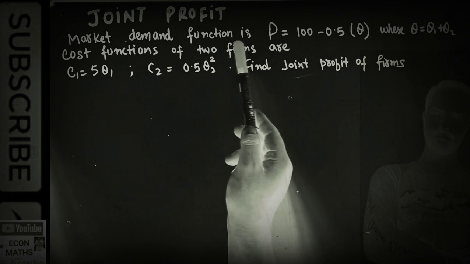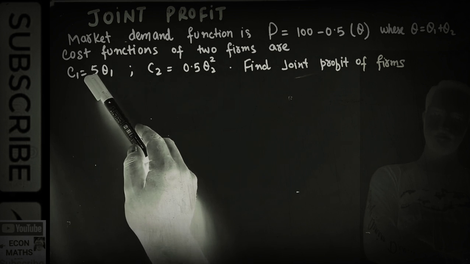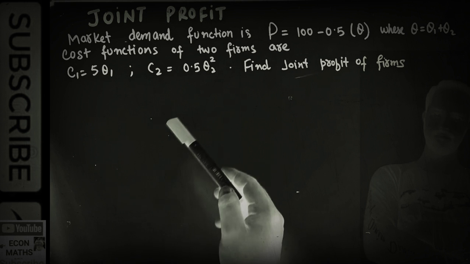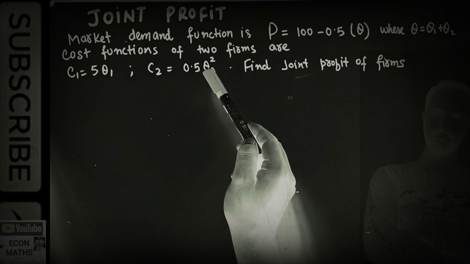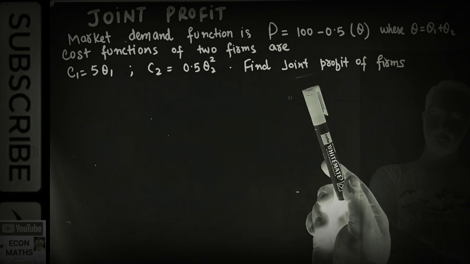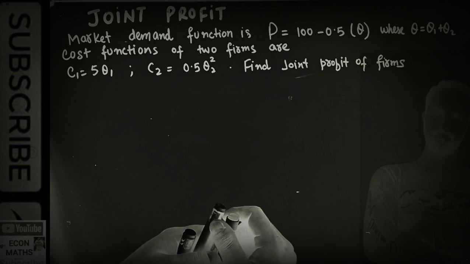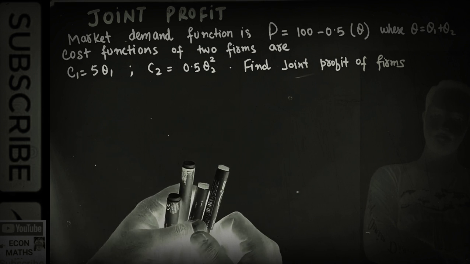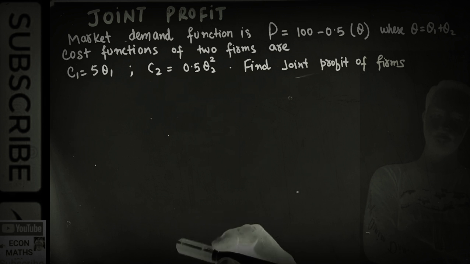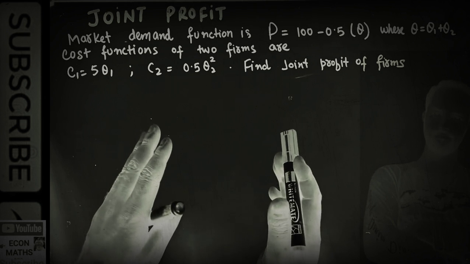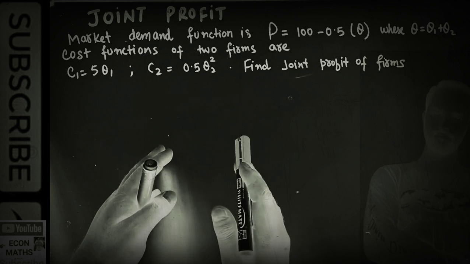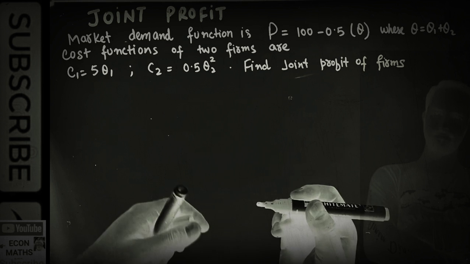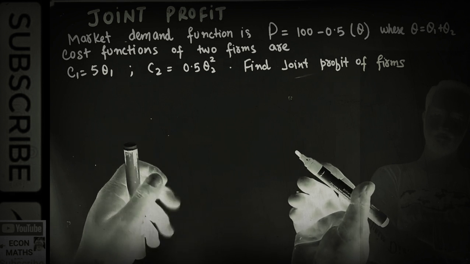Cost functions of the two firms are being given to us. C1 is equal to 5Q1. This is the cost function of firm 1. C2 is equal to 0.5 Q2 square is the cost function of the second firm. We have to find out the joint profit. Now, if these two firms collude, then what will be their total profit?